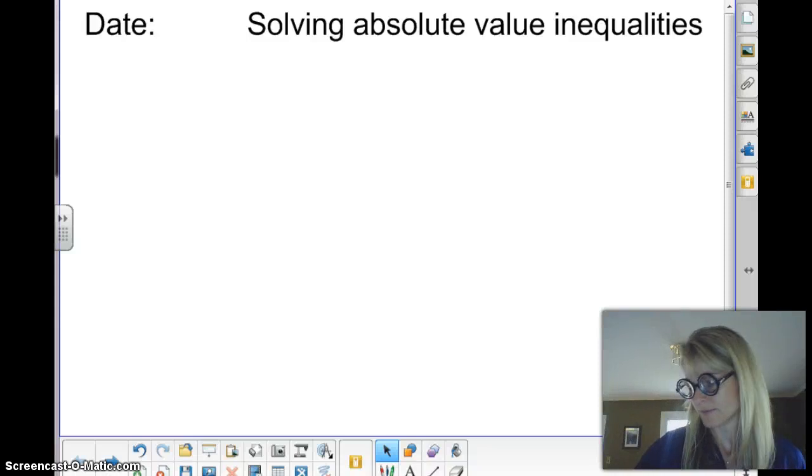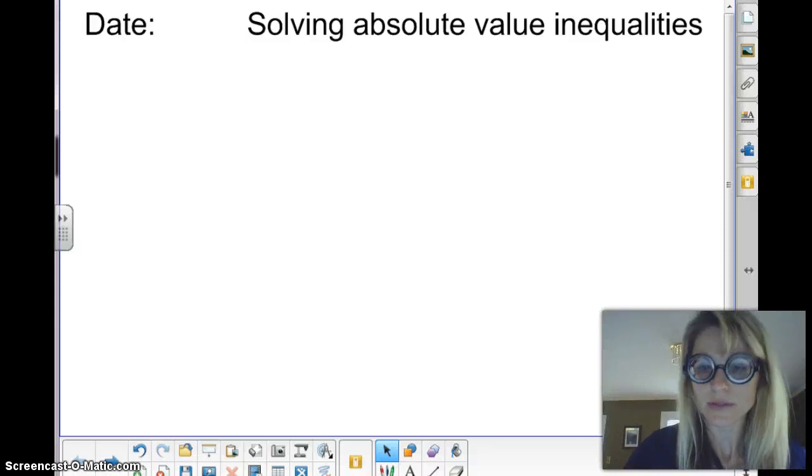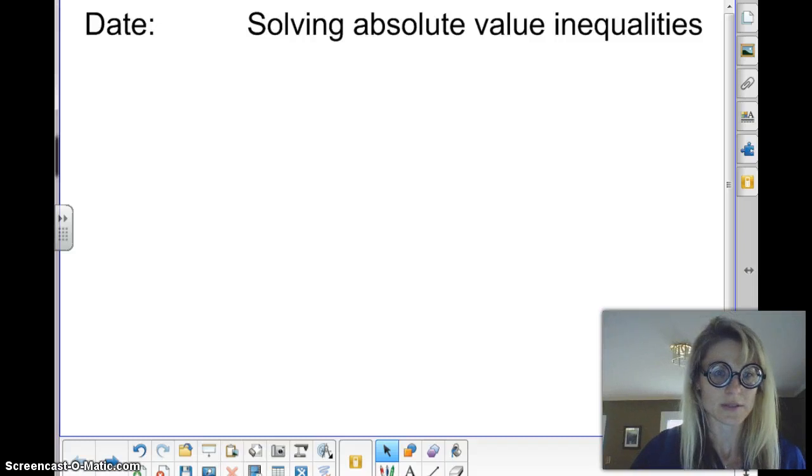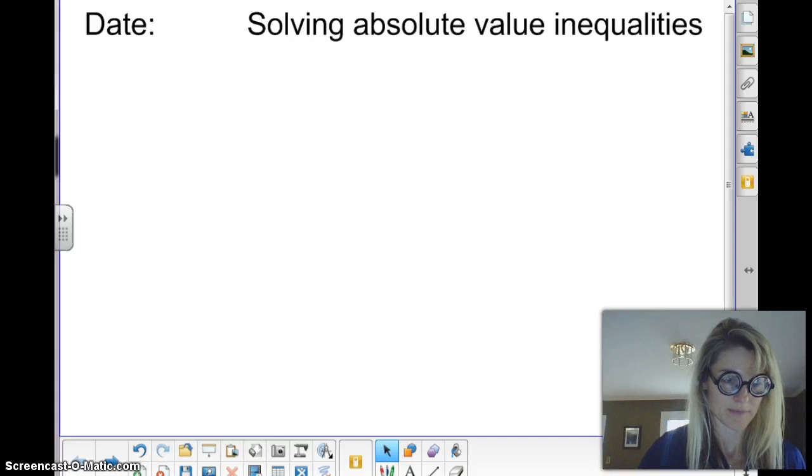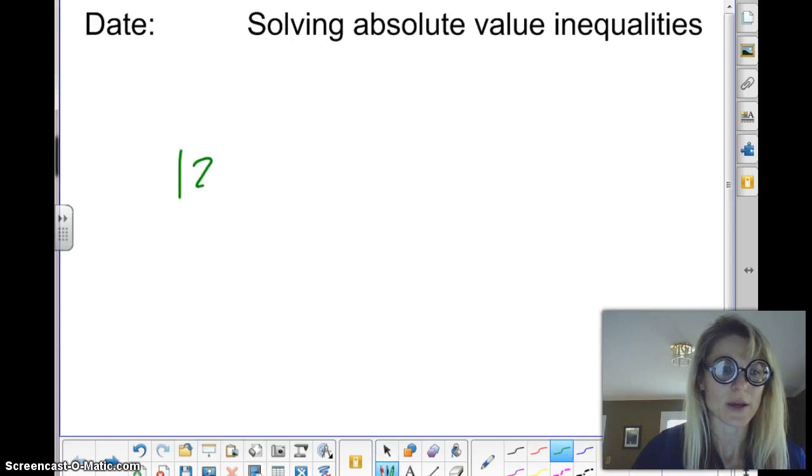Good afternoon. So yesterday we learned about solving absolute value equations, okay? If we look at something like the absolute value of 2x minus 1 equals 9.